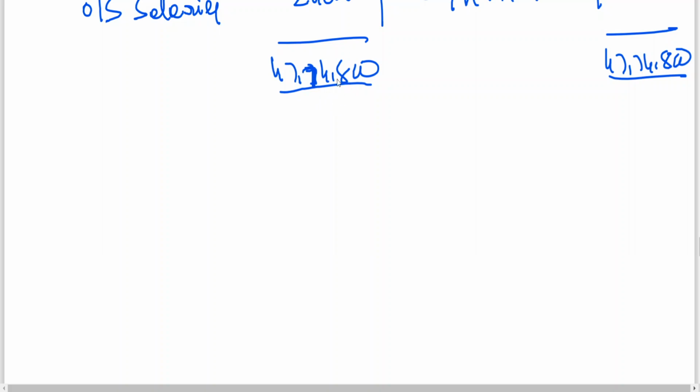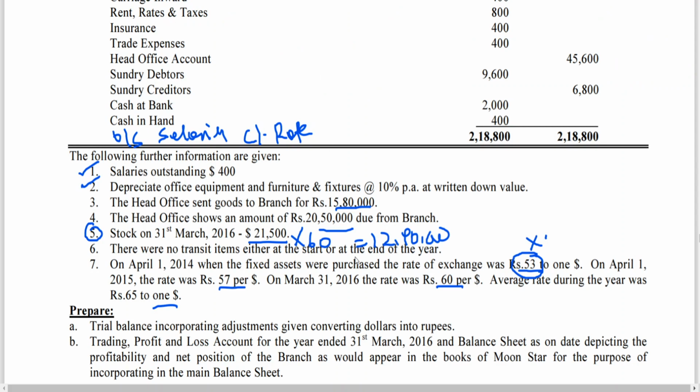With that we will be concluding the syllabus. I hope you got the clarity. This problem I've worked out intentionally, because if I don't, you'll have doubt whether your answer is right or wrong. On non-integral, in this problem, you learned three things. The date of purchase: when fixed assets are purchased, the rate of exchange is immaterial, because for non-integral foreign operations we'll be taking the closing rate.